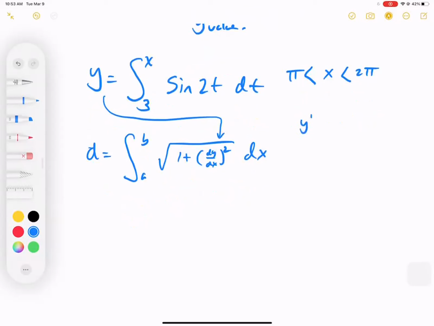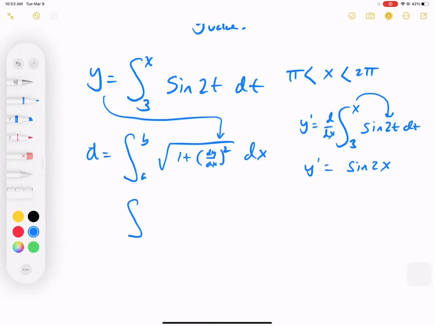Y prime is the derivative of this integral. And what do we do with derivatives of integrals? Hopefully you guys remember what this is. We just plug it in. And if you want, you remember the chain rule. In this case, there's no chain rule here. This problem is easier than any of the other problems because the derivative of the integral gives us everything we need, from pi to 2 pi, 1 plus sine 2x squared dx.